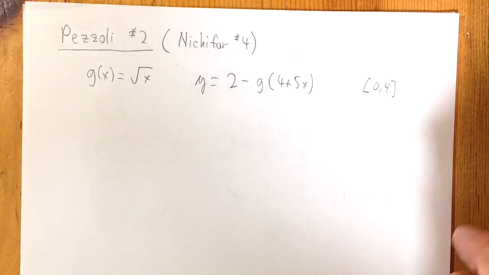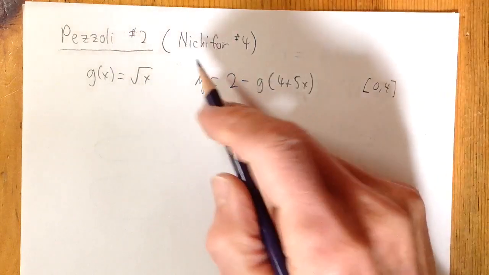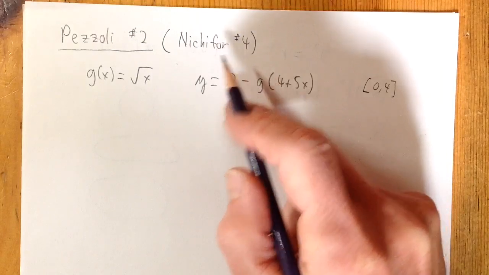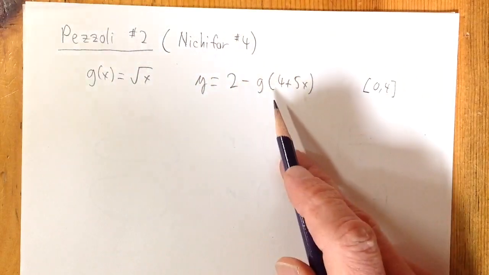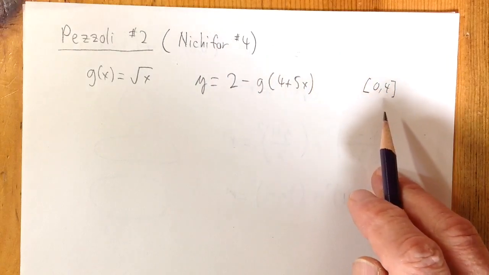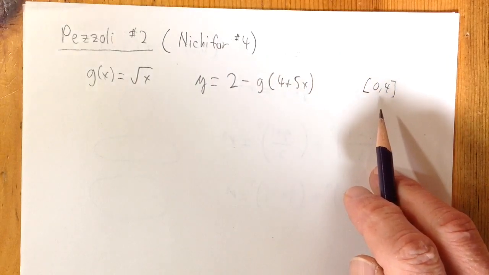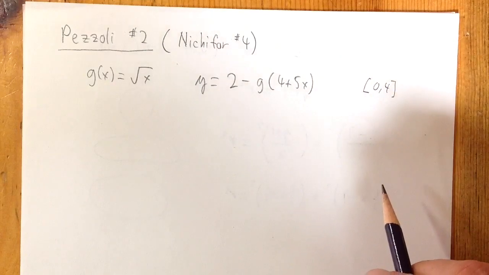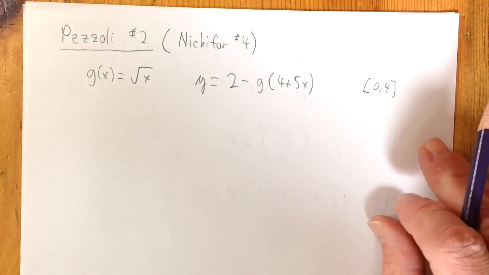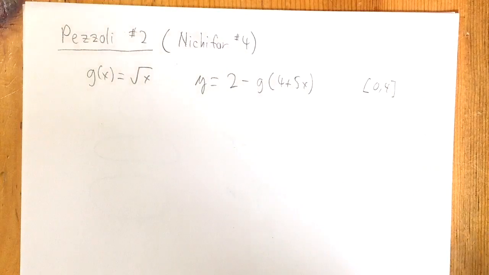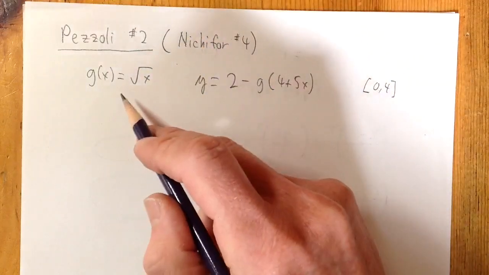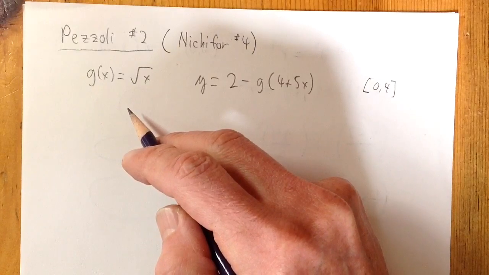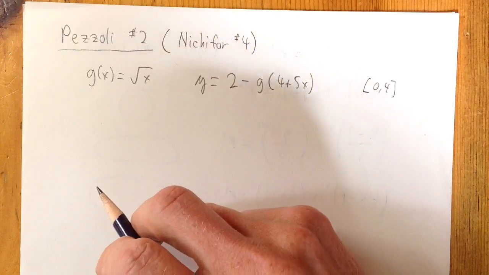Okay, let's look at Pezzoli number 2, which is similar to Nikifor number 4, and I think Ostrov has a similar one where you're shifting and dilating and stuff like that. So let's go over carefully how to do those, because there are two different ways. There's a way that I taught you to do it, that we were doing the other ones, and then there's a different way to do it that they do. So I want to go over the two different ways, make sure you don't get confused, because if you look at their answer key, they do it slightly differently.